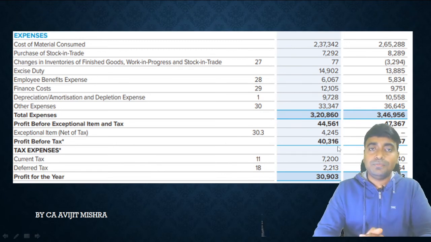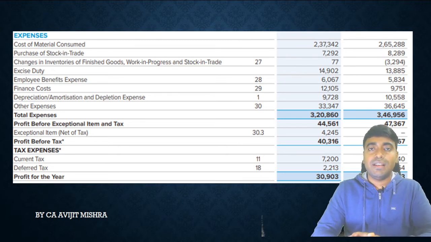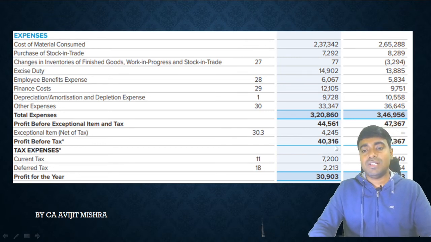All the income you got from the revenue from sale of goods, sale of services, and other income, that is the total revenue you are getting. And here are the total expenses. Total income minus total expenses is basically the profit before tax, that is 40,316 crore. Then after that, there is tax expenses.